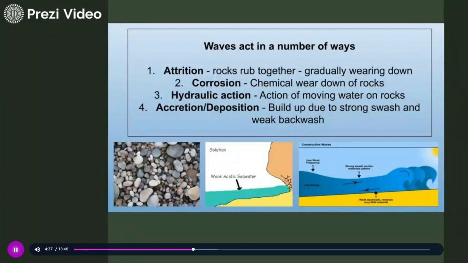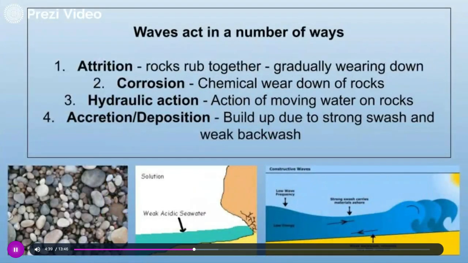Next up, we have wave action. Wave action can act in a number of different ways. I'm going to highlight six key ways in which waves can act. The first is attrition. Attrition is what we call gradual wear down. This can be seen in the image at the bottom left, where we have pebbles that are rounded and smooth.